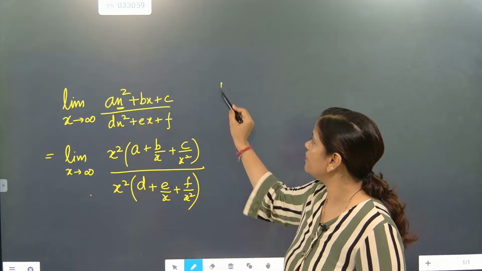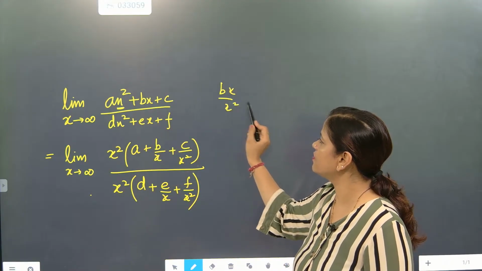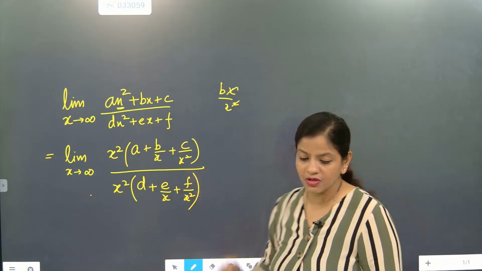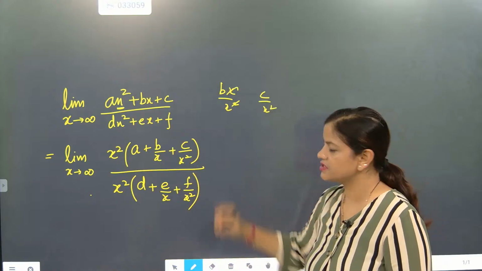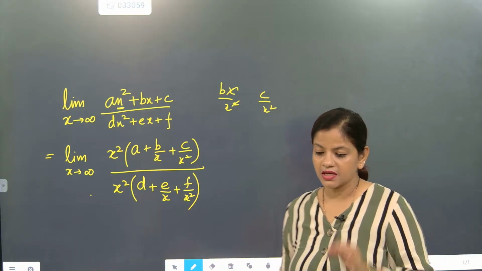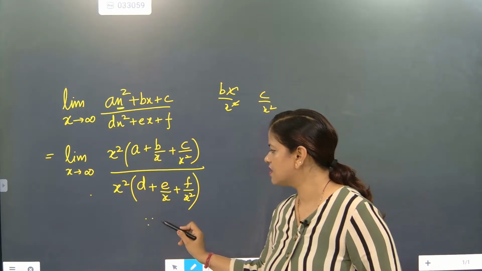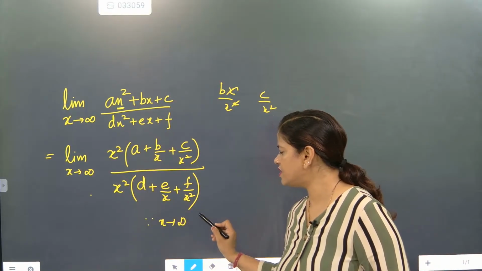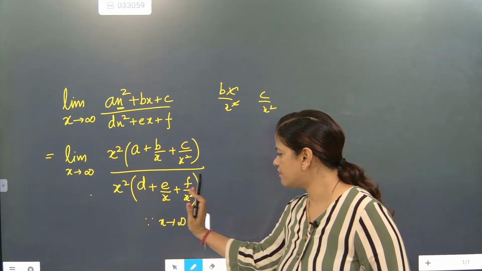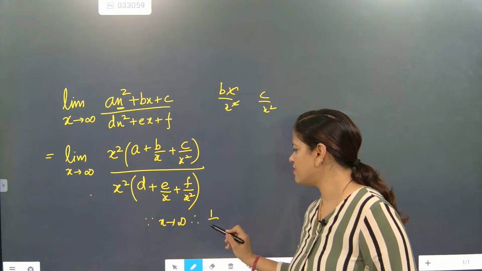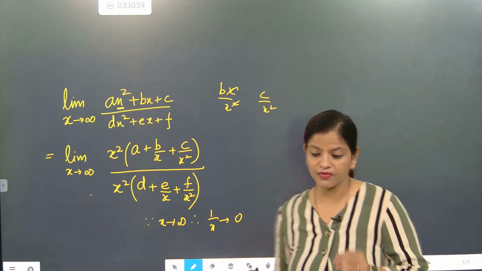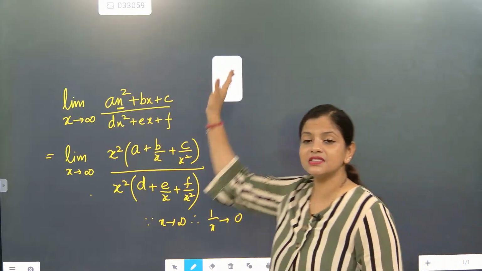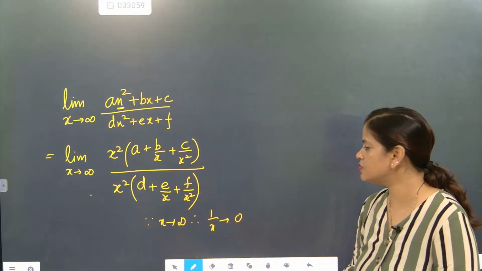But b, if you divide by x square, what will happen? This and this will cancel, so b by x will come. C divided by x square means c by x square. And what did I say? Since x is tending to infinity, 1 by infinity, therefore 1 by x tends to 0. This is the most important logic you have to use here: whenever x tends to infinity, 1 by x tends to 0.